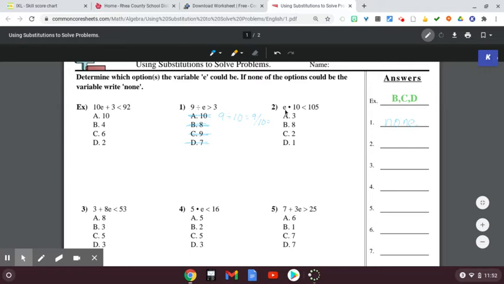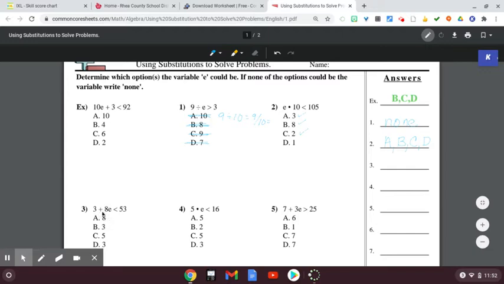Okay, so number 2, it says e times 10. Remember that little dot means times. So 3 times 10, is that less than 105? Yeah, that works. So A is definitely going to work. 8 times 10, 80. Is 80 less than 105? Yes, that is true. So that's still going to work. 2 times 10, is that less than 105? Yep, that is going to work. And let's see if D. Well, if 2 worked, we know that 1 is also going to work as well. So for number 2, we've got all of these.